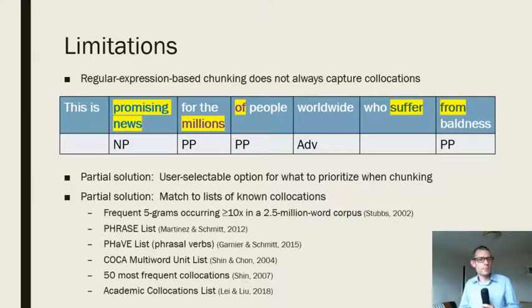Another solution would be, if we want to focus learners' attention on collocations and prioritize collocations, we could have the app match to lists of known collocations. And there are several of these lists here. The academic collocations list has a very large number, whereas the 50 most frequent collocations has only a smaller number of very common ones. This way we could guarantee that collocations are chunked, but we wouldn't necessarily be chunking syntactic parts of the sentence, like noun phrases, prepositional phrases, and so on.